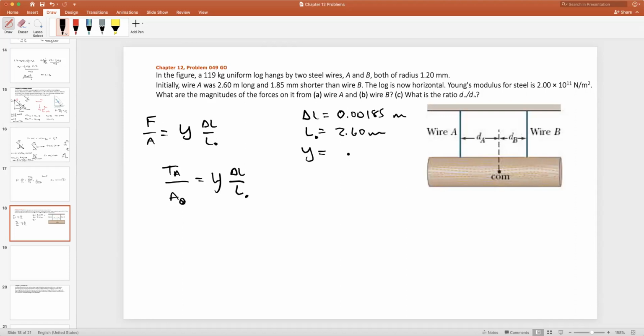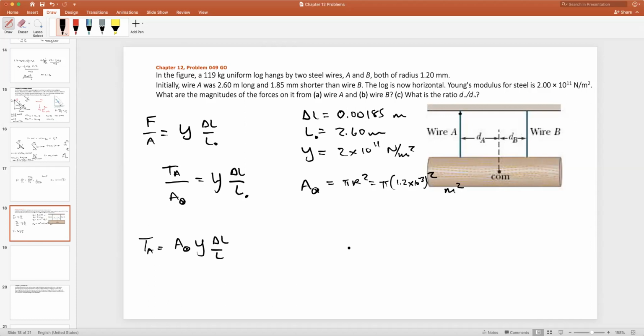Young's modulus is 2 times 10 to the 11th newtons per meter squared. And the cross-sectional area for a circular wire, we're talking about these wires right here, is pi r squared, which is pi times 1.2 times 10 to the minus 3 squared. So remember that that's going to be 1.2 times 1.2 times 10 to the minus 6 meters squared. From all this, you can easily see that tension A is the cross-section, Young's modulus, change in length over length.